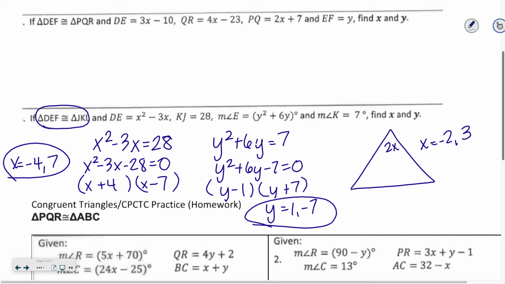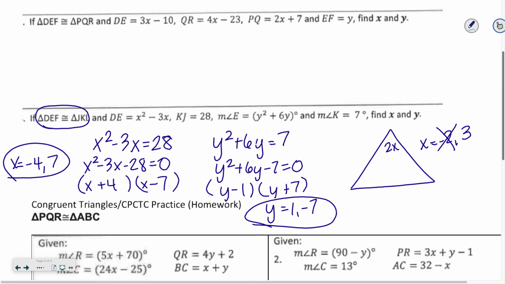I'm not sure. On the quiz, you had a triangle that was something like this, and this angle was 2x. I'm just making this up. And this x was -2. That would make that angle -4. So that doesn't work. It can't be negative. So the 3 works because it gives you +6.